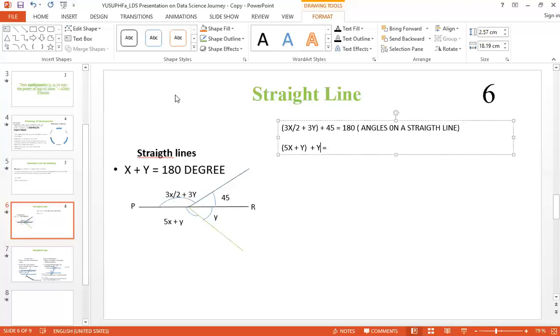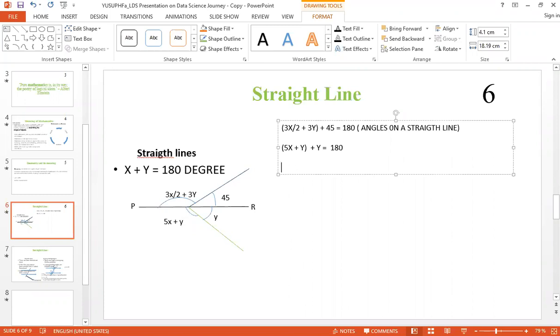And let's make this class interactive. Can you hear me? Hello? Okay. Now, look, this one is 5x plus y. This one is y. Both of them are on a straight line. So we have to add them together. If we add them together, what are we going to get? 180. That's fine. That's 180 degrees. Same condition, angles on a straight line.